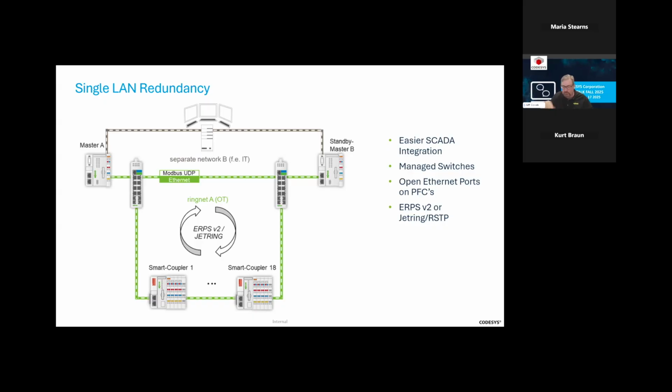For those who aren't network engineers, ERPS is Ethernet ring protection switching. It's a global standard, widely used throughout the industry. If you're one of our network guys, you've probably heard of it or used it before. For the single LAN, because of capabilities within the system, we can do 18 smart couplers rather than 20, and it does use managed switches.